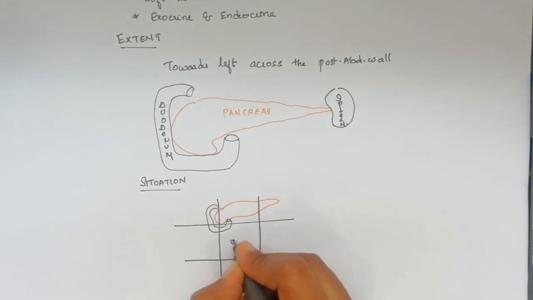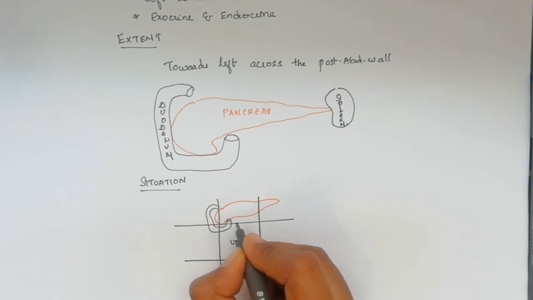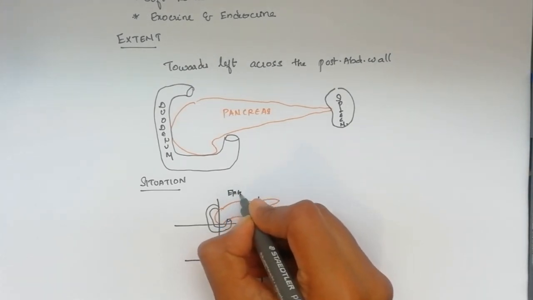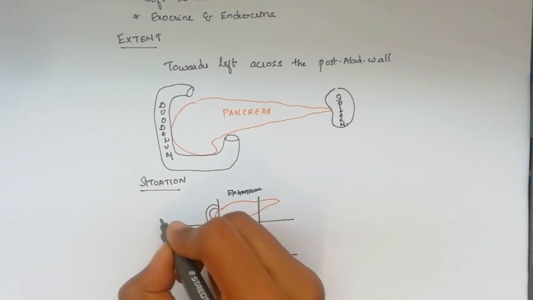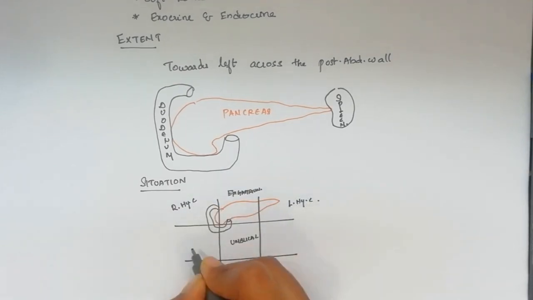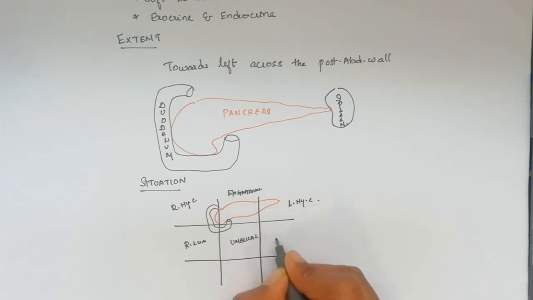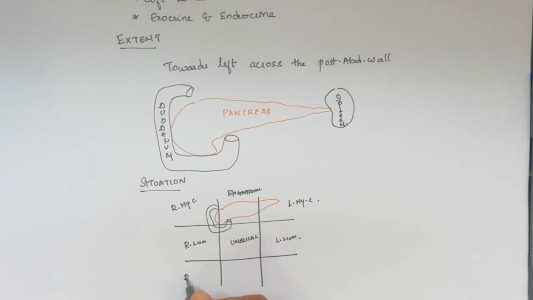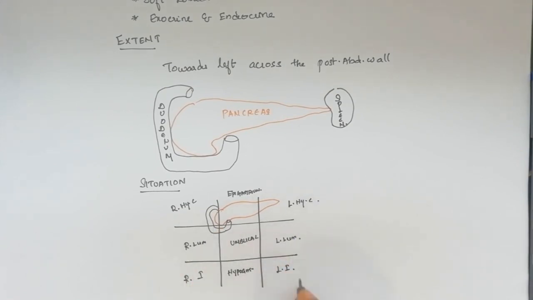We have the middle region as the umbilical region. Above that we have this area as the epigastrium, and this is the right hypochondriac region, and this is the left hypochondriac region, this is the right lumbar, and this is the left lumbar. Below that we have the right iliac and left iliac, and this is the hypogastrium. So this is how we have 9 regions in the abdomen. In that, the pancreas occupies the epigastrium region and the left hypochondriac region. These are the 2 regions where our pancreas is situated.